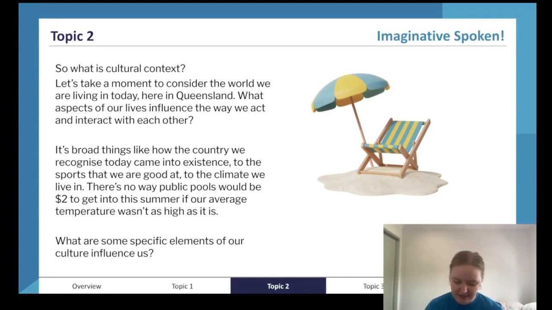So let's say 2 minutes to have a think about that, maybe jot some of them down. What are the specific elements of our culture here in Queensland? And you can think broadly as well, here in Australia, that influence the things that we do and who we are, the way we see the world, or even more specifically, your own cultural or ethnic background, what your culture is like within your suburb or within your city, or within your school, within your class, within your family. What are the things that influence the way that we are?